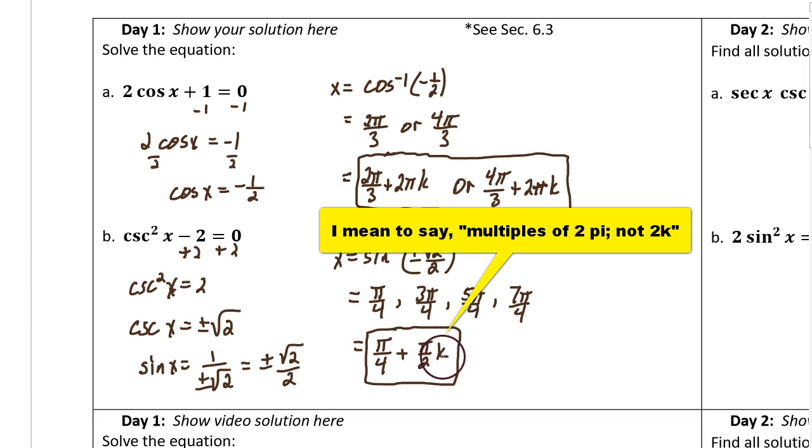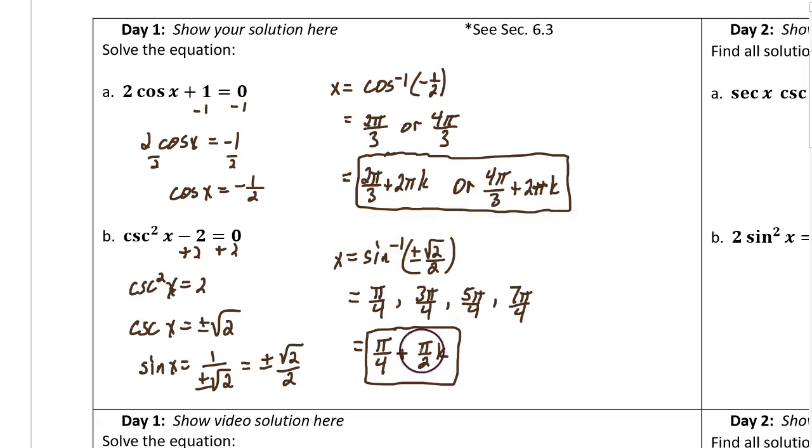If k was positive 1, then this would be pi over 4 plus 2 pi over 4, which is 3 pi over 4, this angle right here. If k was positive 2, then this would be pi over 4 plus 4 pi over 4, which is 5 pi over 4, this angle right here. If k was positive 3, this would be pi over 4 plus 6 pi over 4, which is 7 pi over 4, and that's this angle right here. If k was positive 4, this would be pi over 4 plus 2 pi, and that would be the angle created from starting with this and adding 2 pi.